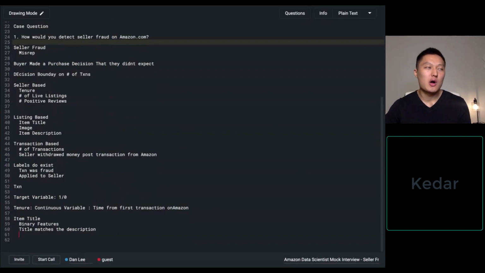Now I want to focus more on the evaluation aspect. So, what are the metrics you would use to evaluate the performance of your model?